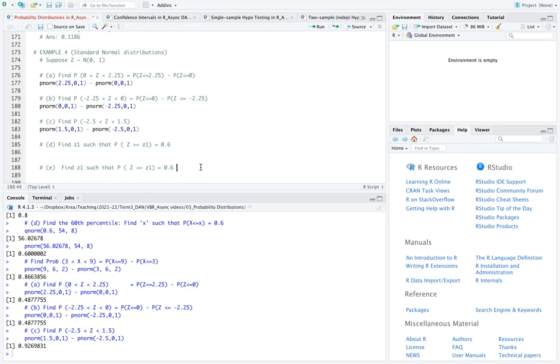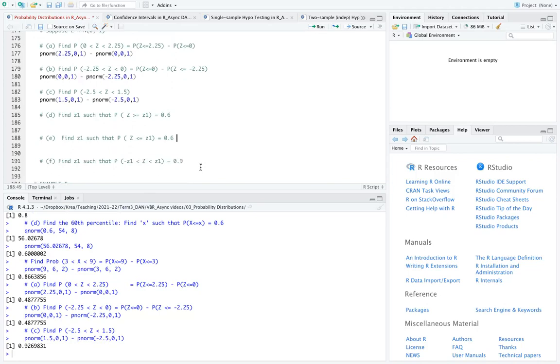No, in hindsight, let me do E and then come back to D. So find Z1 such that the area to the left of this point is 0.6. Now this is something we are very familiar with. All that we have to do is use the inverse function and we can directly use the qnorm function. So qnorm, the area to the left of the particular point I'm interested in is 0.6, and the mean is 0, standard deviation is 1 for the normal distribution.